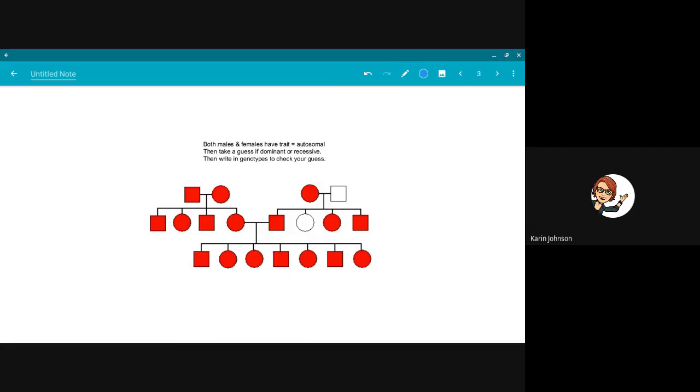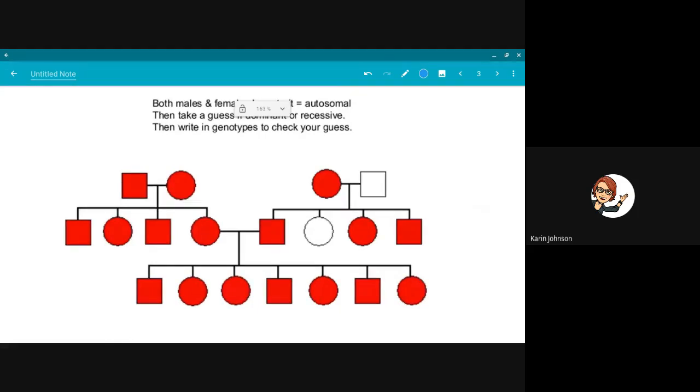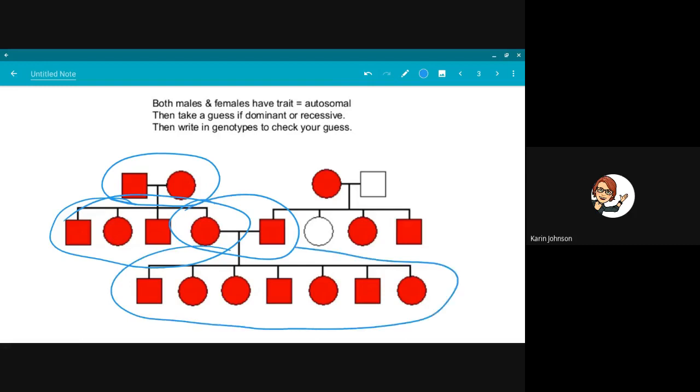All right, this one is tricky. This one is tricky because I see that it's in every single generation, which kind of makes it seem like it's dominant. Is it? Let's try it. Are there any times when both parents have it that their kids don't all have it? Well, no. Both parents have it, their kids, wow, that's a big family, their kids all have it.